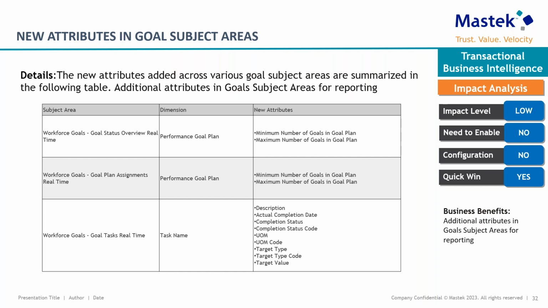In workforce goals, goal plan subject area, again we have minimum number of goals in goal plan and maximum number of goals. And also you can now design a workforce goals report with additional attributes like actual completion date, completion status code, the target type for the goals. You don't need to enable this, and by default it is available in your OTBI areas to create new reports.